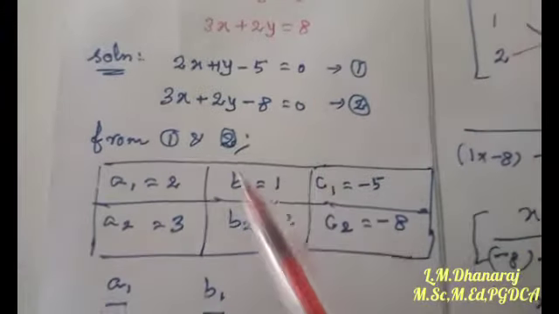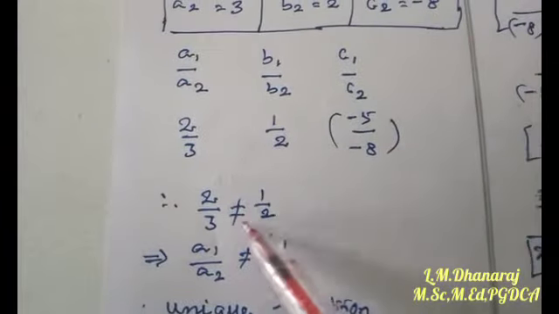So from equation 1 we can say A1 is 2, B1 is 1 and C1 is minus 5. A2 is 3, B2 is 2 and C2 is minus 8. Now we have to check whether these two equations have a unique solution. If it is a unique solution only, we can go for solving by cross multiplication method. That is the question. So A1 by A2, B1 by B2, C1 by C2: 2 by 3, B1 by B2 is 1 by 2 and C1 by C2 is minus 5 by 8.